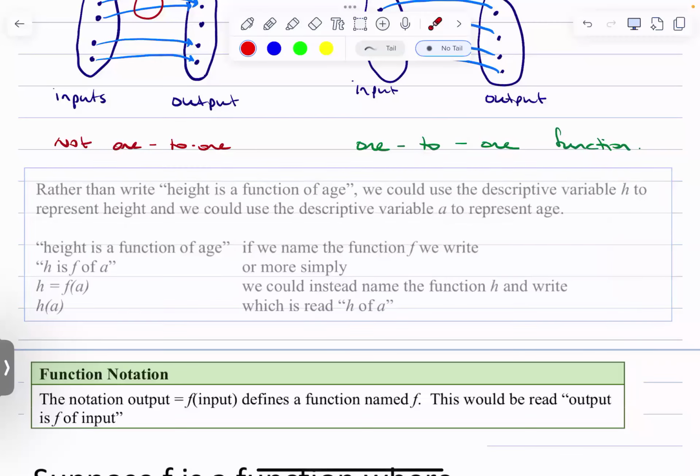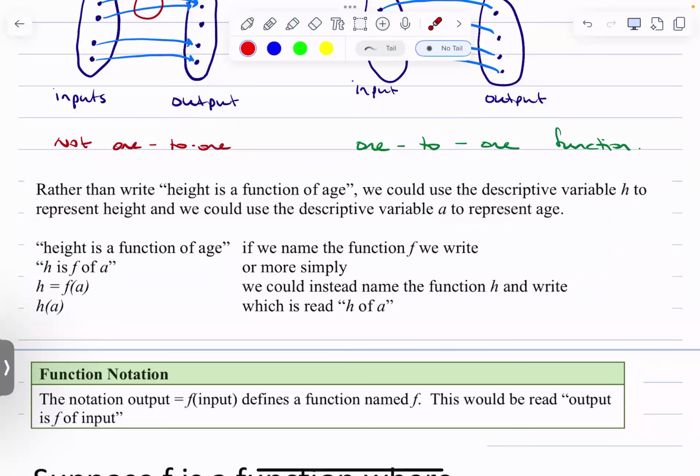Make this a little bit bigger. Usually, we don't like writing very much, especially me. And so we develop shorthand. Rather than writing something like height is a function of age, maybe not at my age, because I stopped growing quite some time ago.